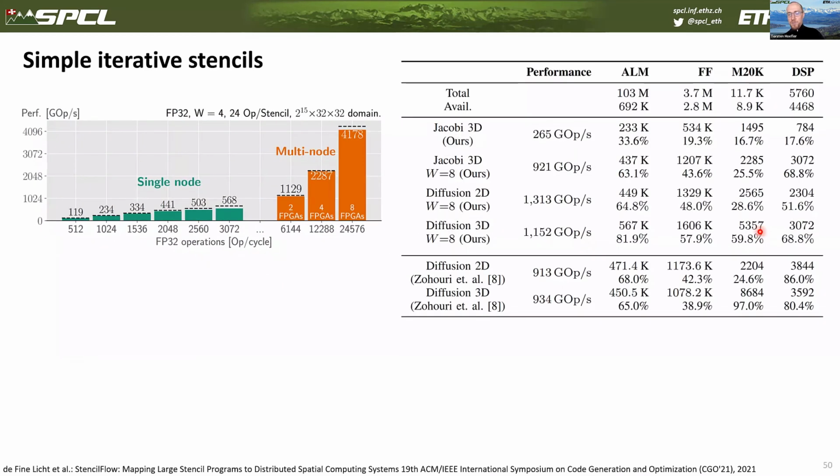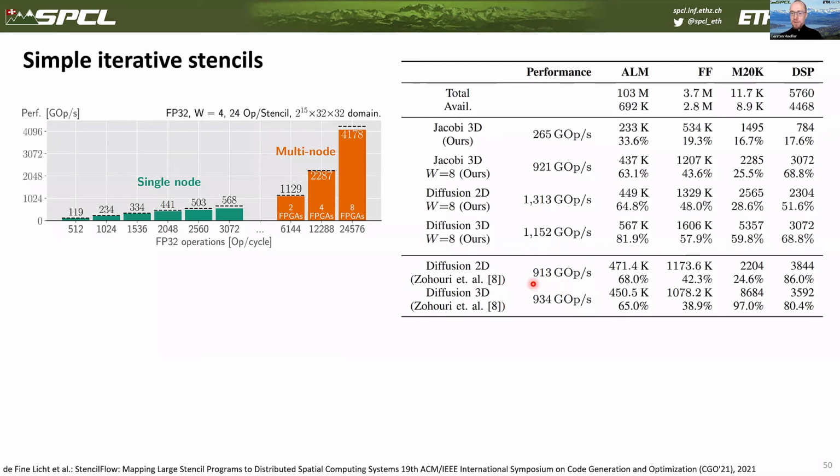So looking at the performance is pretty nice because for at least the diffusion 2D and the diffusion 3D, we have a vector width of 8 here. We can compare to a manually tuned example that is implementing exactly the same stencil. And we beat the manually tuned example here. This is written in OpenCL by Zohouri et al., a very, very competent researcher, by the way.